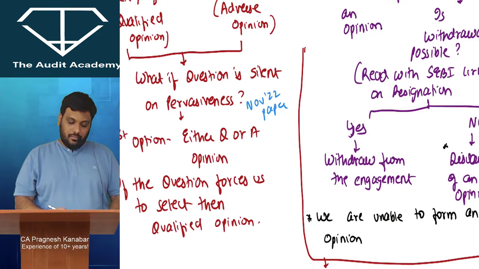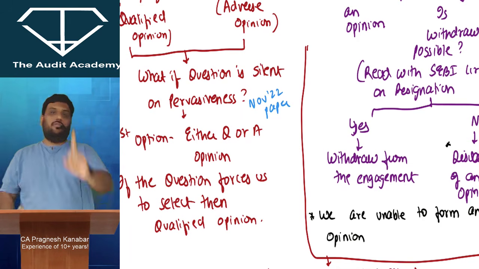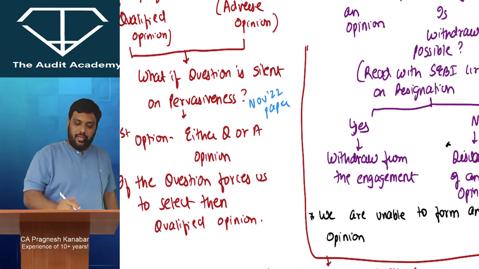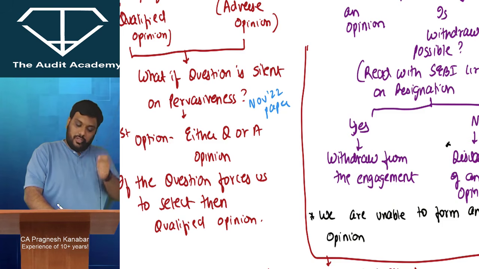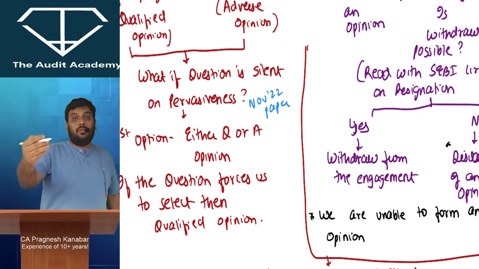If the question forces us to select, then we will go with a qualified opinion. Follow this and you will never go wrong in ICA exams. This is my 10 years of experience. So first option, either qualified or adverse opinion. If the question forces us to select, then we will settle down with a qualified opinion. And I said that this happened in the November 22 paper.